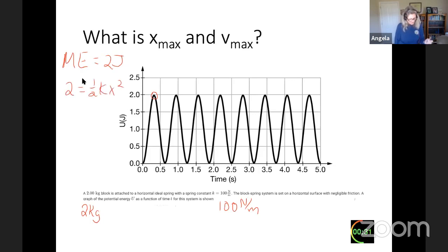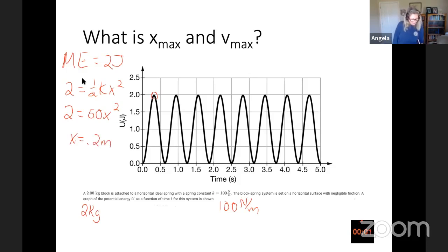And they gave us k as 100. So 2 over 100 square rooted. Can I do that? Wait, no, that's wrong. Oh, I better just write it out. You see, when you try to do math in your head, it just doesn't work. Okay, so that's 1 over, now it is. See, I just wrote one step and now it's fine. So 1 over 25 square rooted is 1/5, which is 0.2. So x equals 0.2 meters.